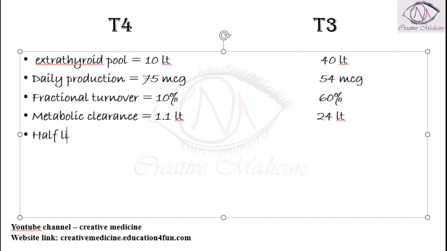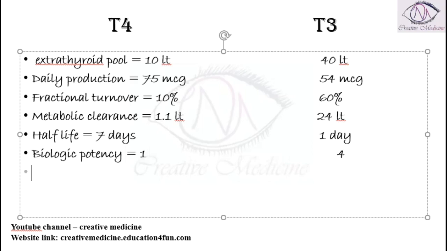Then half-life. Half-life of T4 is around 7 days. Half-life of T3 is around 1 day. Then biological potency. Biological potency of T4 is 1 and T3 is 4.